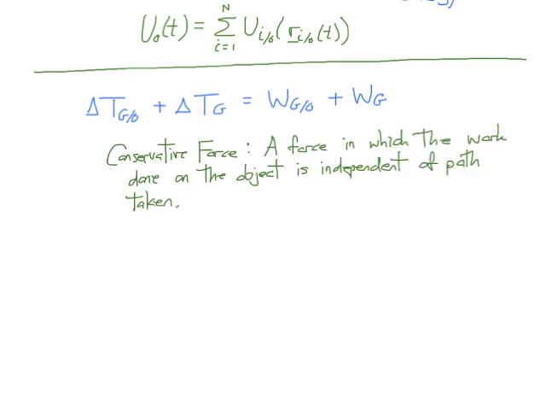So now we consider the types of forces that we have. We have two types of forces: conservative forces and non-conservative forces. And so we've said before that a conservative force is any force in which the work done on the object is independent of the path taken by the object. And that tells us that the only factor that is important in work due to a conservative force is the position.